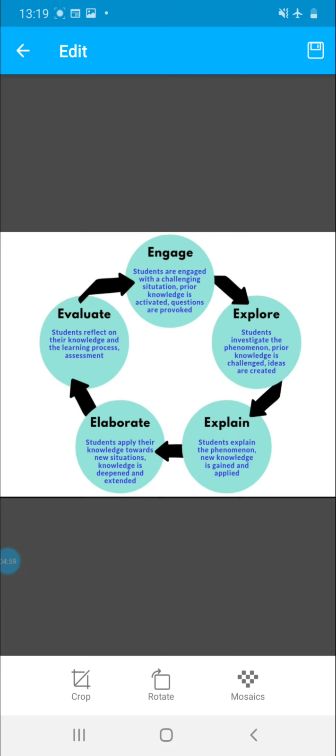The next one is the explore. In this stage, the students investigate the phenomena, prior knowledge is challenged, and new ideas are created by them. The third one is the explanation. Students explain the phenomena and the new knowledge is gained as well as applied. The fourth one is the elaborate.